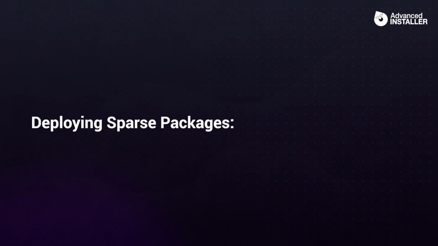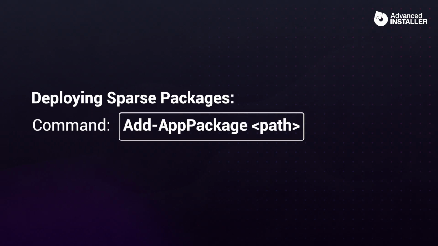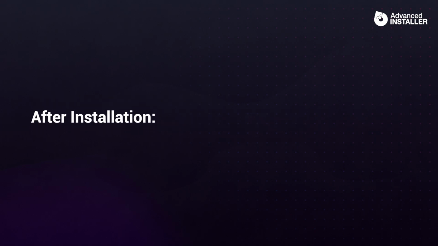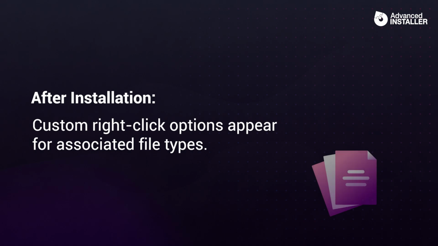So technically, once this sparse package is created and includes those registry entries, you can deploy it or register it using the standard command line for installation, which is Add-AppPackage and the path to your sparse package. And after that, during the installation, you should see your custom right-click options appear when you interact with the app or file type associated with your package.